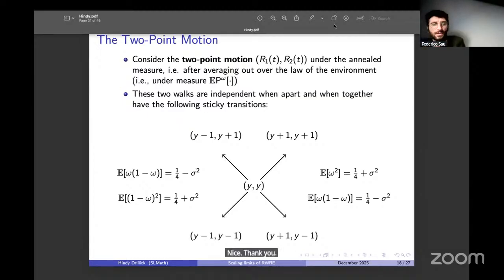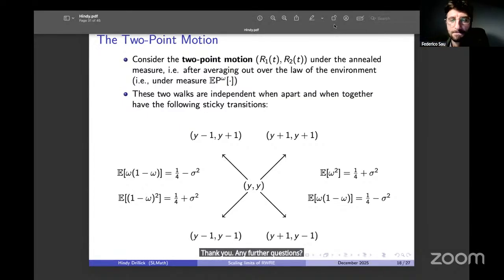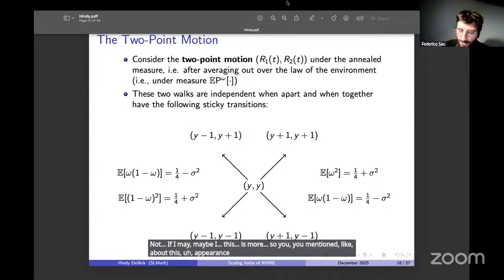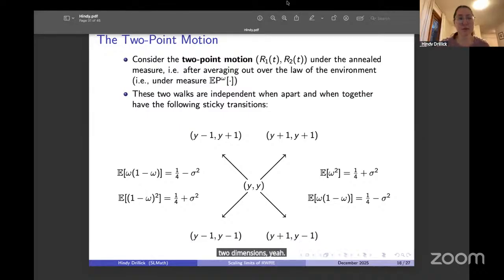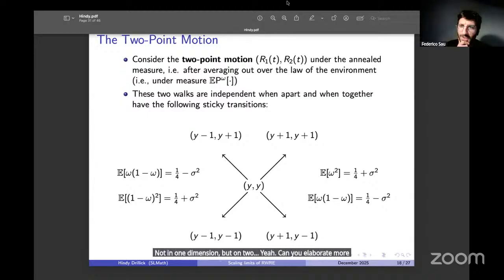Thank you. Any further question? If not, if I may, there is a small one. You mentioned this appearance of this extra piece of variance, and you mentioned that it's also something which appears in directed polymers in random environment, but not in one dimension, in two dimensions. Can you elaborate more on this?